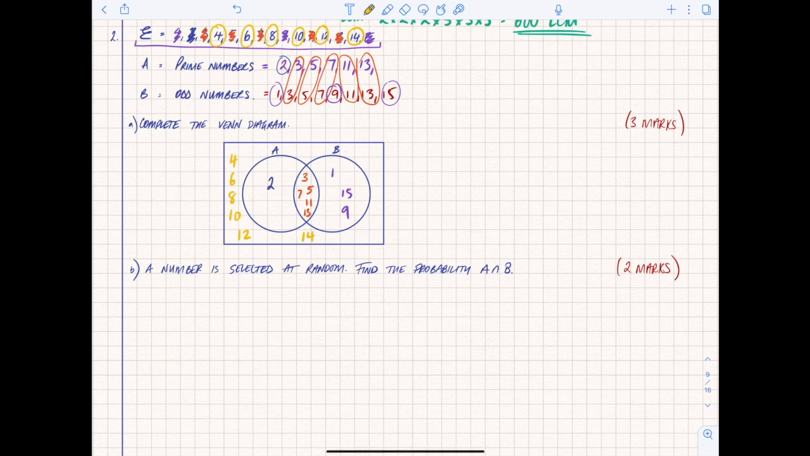And now that I've done that, I know that I have accounted for every single number that has to be in there. I also know that there's no duplicates because as I did each one, I crossed it off. Okay, so that's your Venn diagram done.